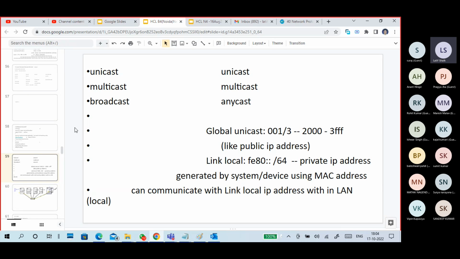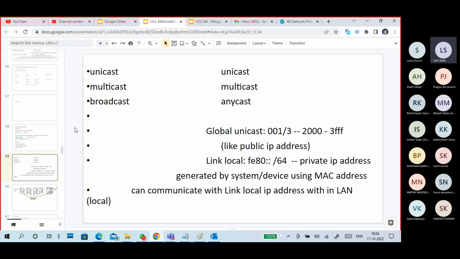So in IPv6 you have unicast communication, multicast addressing, and anycast communication as well. There are four or five types of IP addresses in IPv6, but I'm telling only two mainly. One is global unicast. Global unicast IP addresses are public IP addresses to communicate outside of your LAN, through the internet. You need a public IP address.